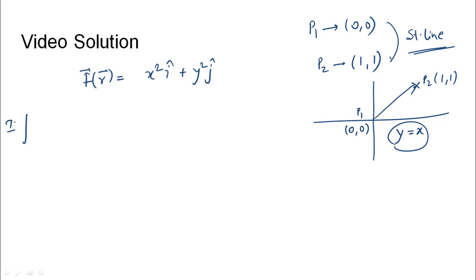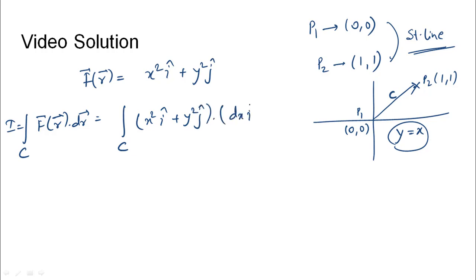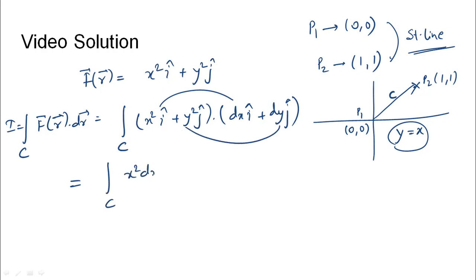So the integral that needs to be evaluated over the curve C, that is the line joining P1 and P2, is F(r) vector dot dr vector. So integral over C of x square i cap plus y square j cap, taking its dot product with dx i cap plus dy j cap. We multiply the i components together and j components together and then add them. This would give x square dx plus y square dy. Now we can split the integral into the integral of x square dx plus the integral of y square dy.